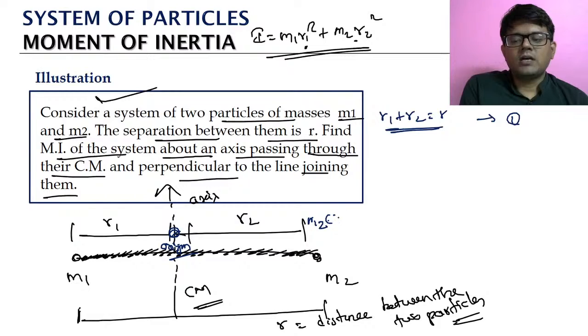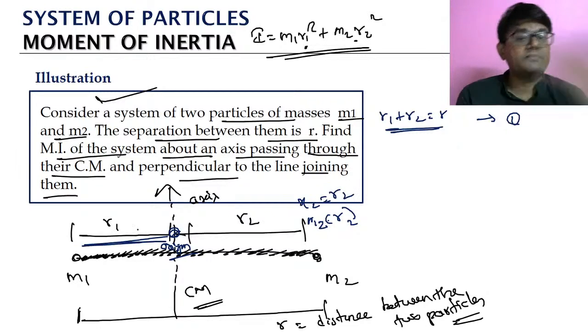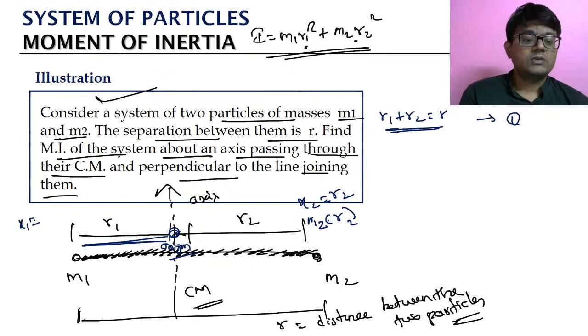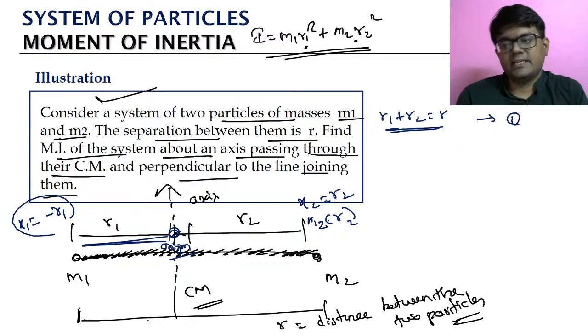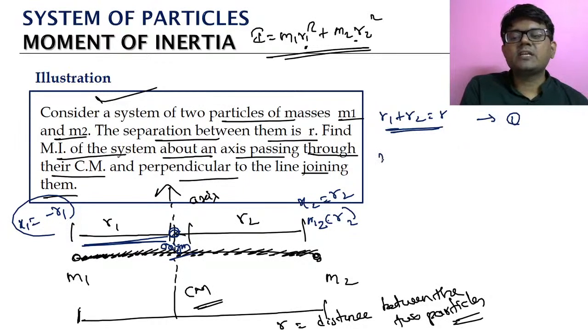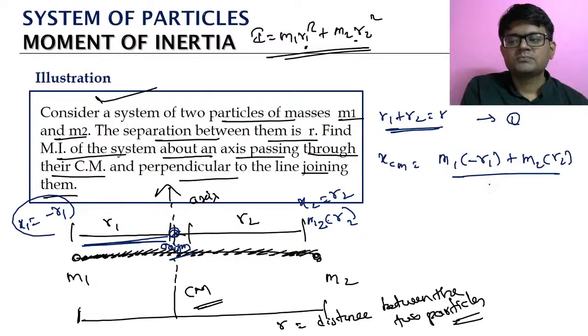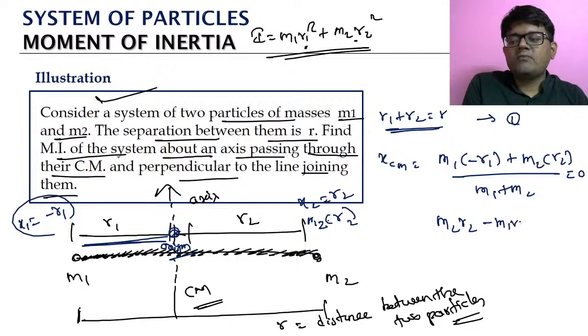இப்போ பாருங்க, m2 ஓட coordinate will be r2, so x2 is equal to r2. m1 ஓட கோஆர்டினேட் என்ன தெரியுமா? It is on the left side, so negative x axis. So x1 is equal to minus r1, ஏன்னா that is on the negative side. Okay, இப்போ பாருங்க, when we use that weighted average formula, x center of mass is equal to m1 into x1 plus m2 into x2 divided by m1 plus m2, but it should be origin, right? So it should be 0, which means m2 r2 minus m1 r1 should be equal to 0.